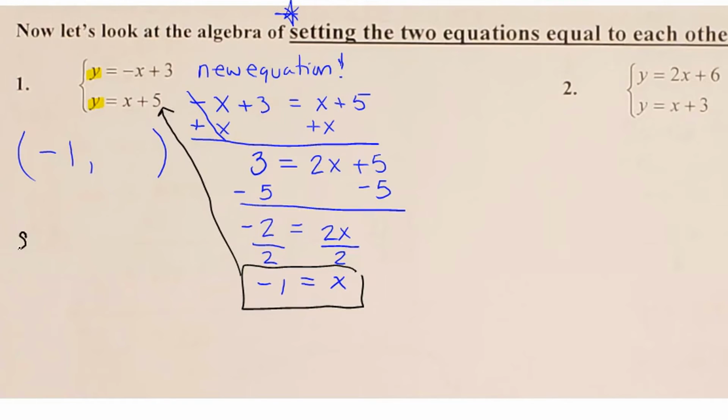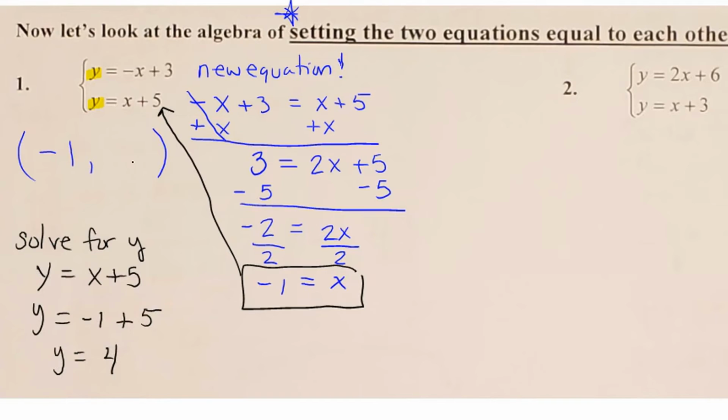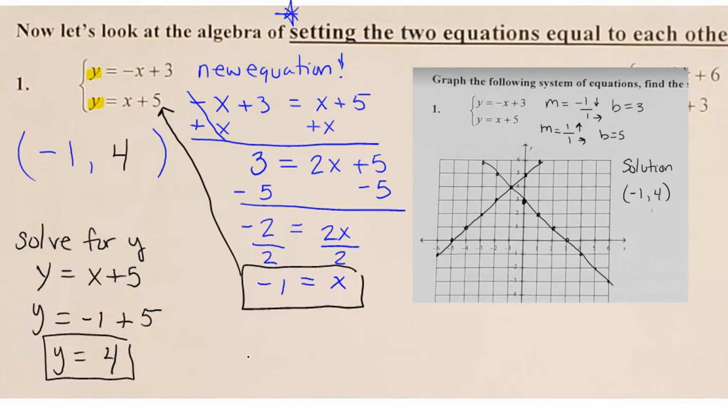So now I'm going to solve for y. And I'm going to use the equation y equals x plus 5. So if y is equal to x plus 5, well, that would mean that -1 is my x value plus 5. And when I add that up, I find out that my y value is equal to 4. If we think back to what we did up above, then this answer checks out. We have a coordinate of -1 and 4 as our solution from the graph.